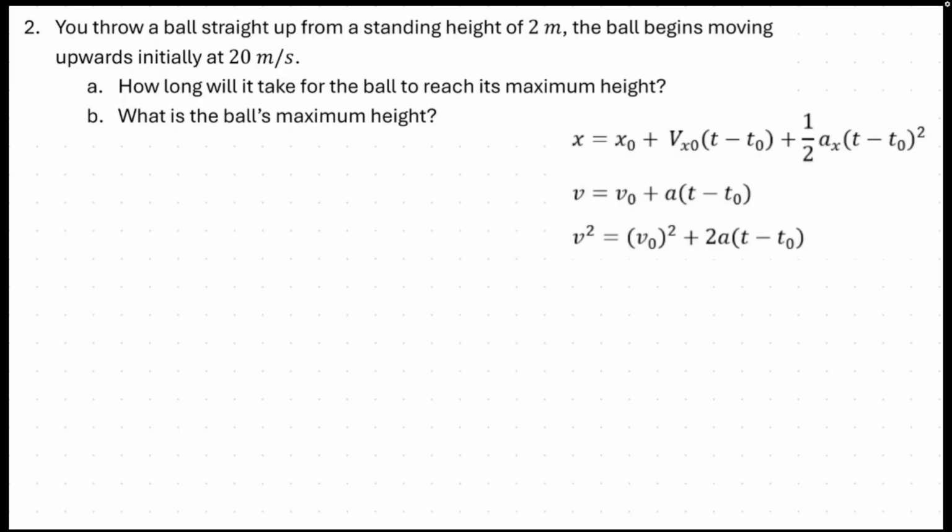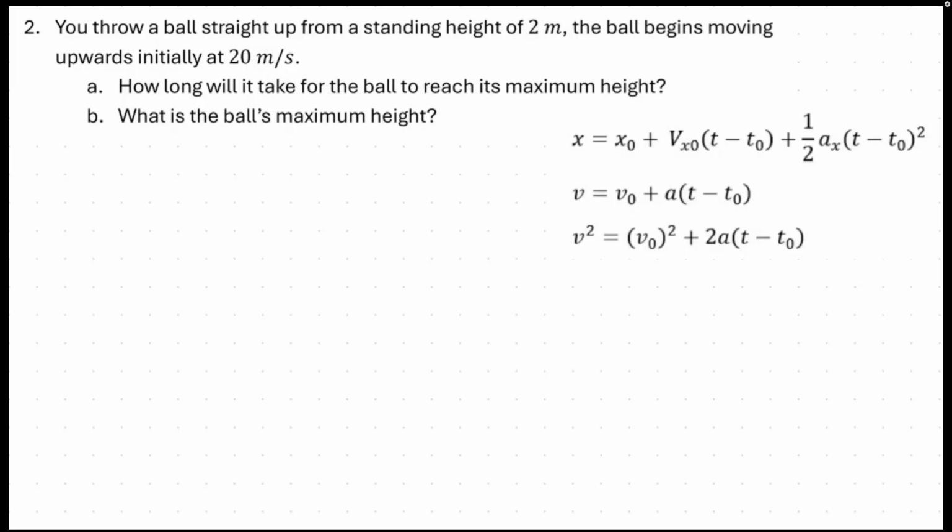All right, so let's work on this first problem. Say you throw a ball from a standing height of 2 meters, and the ball is moving upwards at 20 meters per second. We want to figure out two things. First, how long will it take the ball to reach the max height? And then, what is the ball's actual max height? All right, so how do we get started?